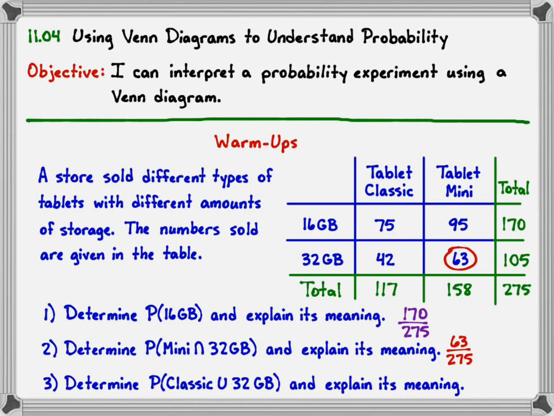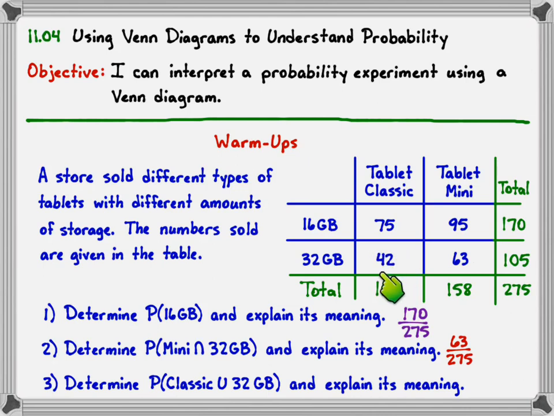For number three, it's saying what is the probability that a person purchases a classic tablet or a 32 gigabyte tablet? So a classic or a 32. Again, going through the motions here helps us understand what we're looking at. Is this a classic or a 32? Yes, it is. It's a classic. Is this a classic or a 32? No, it's not. Is this a classic or a 32?